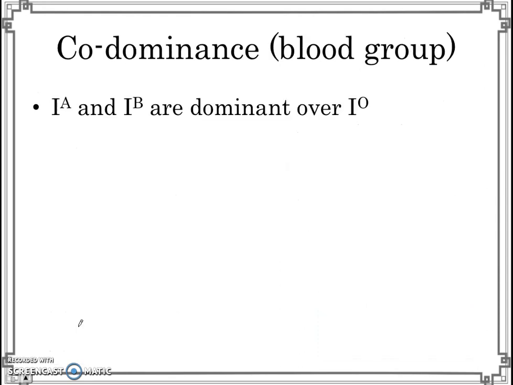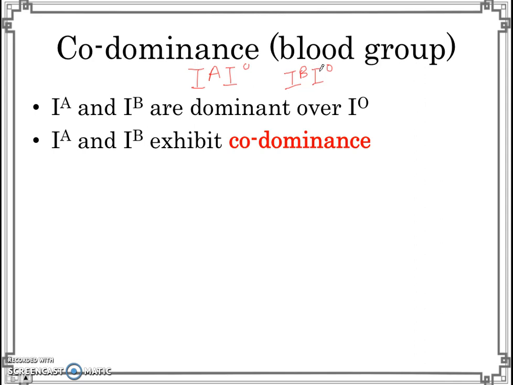So it turns out that we can say that both the IA and IB allele are dominant over IO. Because when there's a genotype IAIO, the resulting phenotype would be just A blood type, which is the phenotype of the IA allele. So that means that IA is dominant over IO. The same thing for IB, because when there's a genotype IBIO, then the phenotype will be blood type B. So IB allele is dominant over IO. And then you can say that IA and IB alleles exhibit codominance.